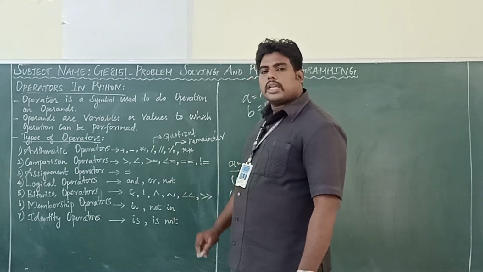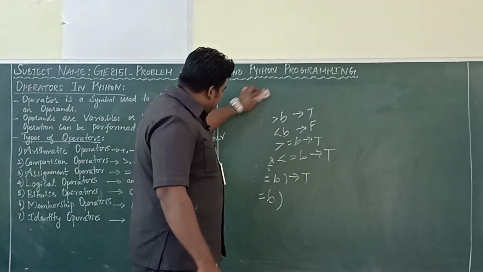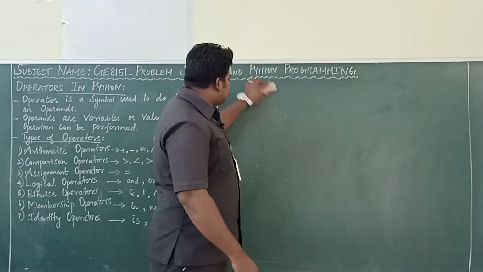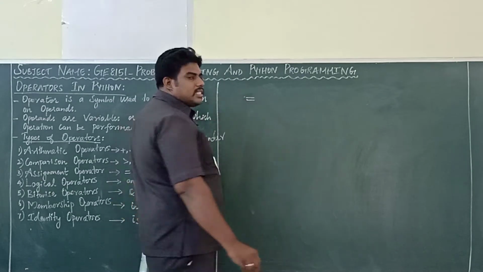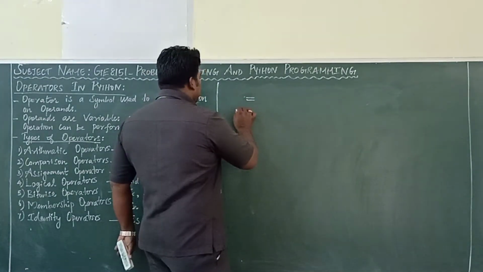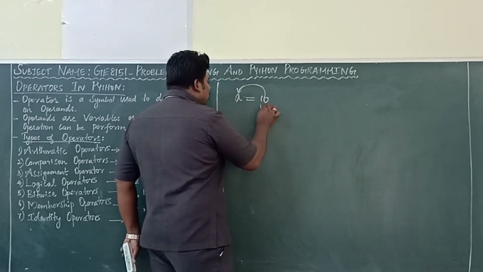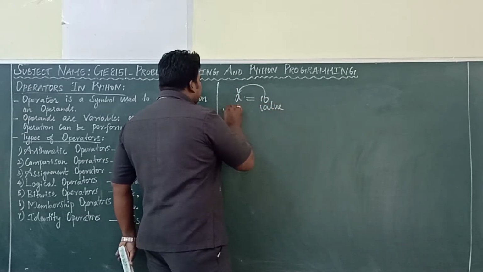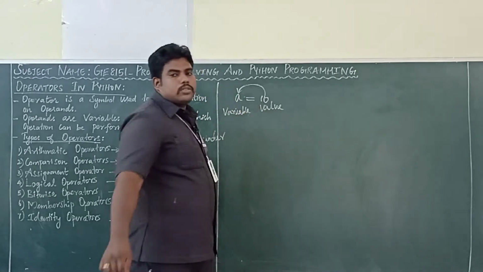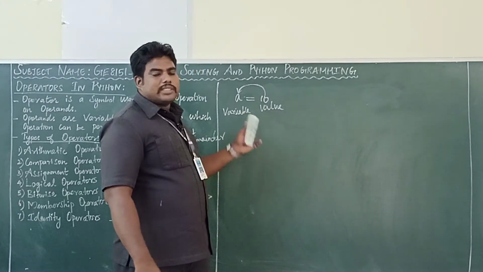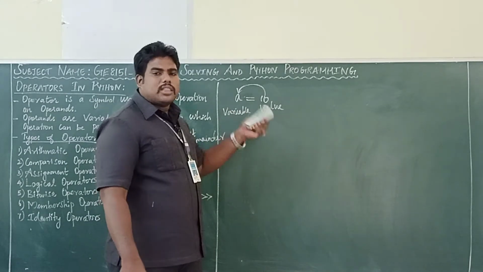The next one is the assignment operator. What is the assignment operator? Just now I explained about the assignment operator, right? If you put a single equal to, then we say it is an assignment operator. A equal to 10. You are assigning this value to this variable. This is the assignment. This assignment operator works along with all the arithmetic operators.